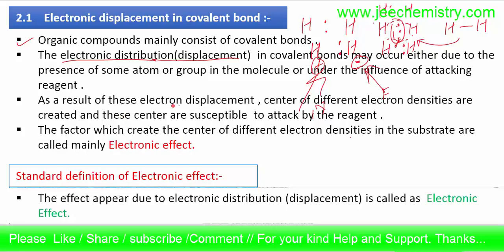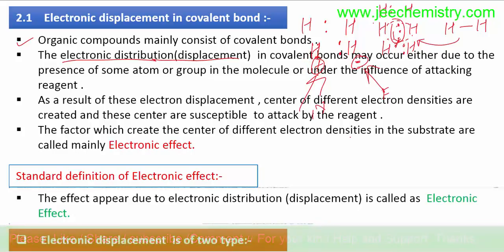So here I have written: as a result of electronic displacement, centers of different electron density are created. Different electron density means this atom will have less electron density and this one will have high electron density. So an electron-deficient reagent will attack one atom, and an electron-rich reagent will attack the other. So they are susceptible to attack by the reagent. In this way, if electron displacement occurs, different electron densities will be created, and they are susceptible to attack by a reagent.